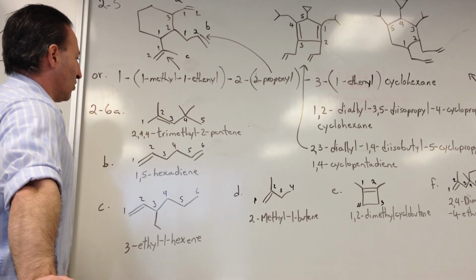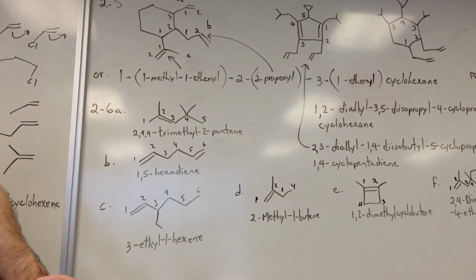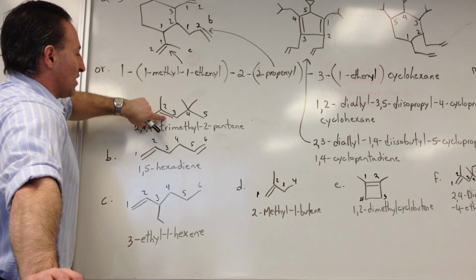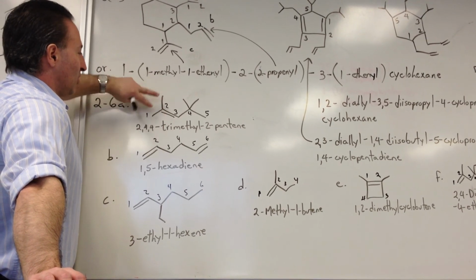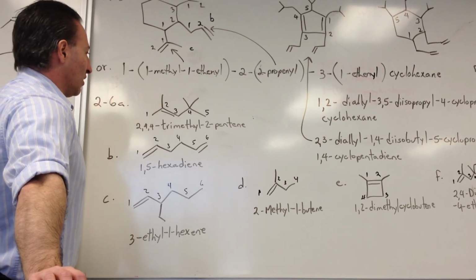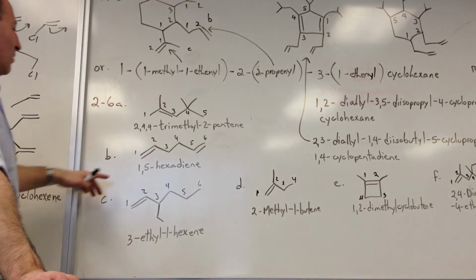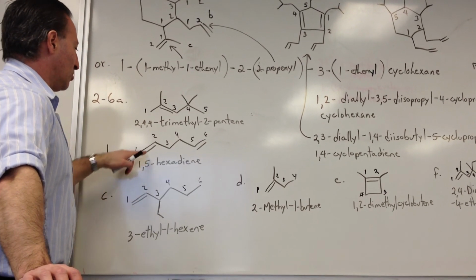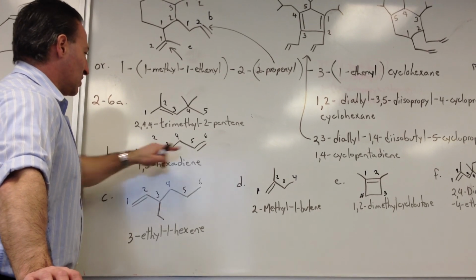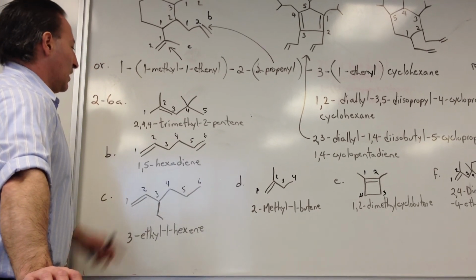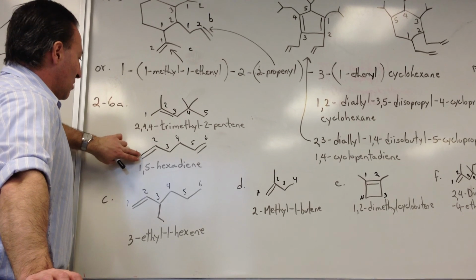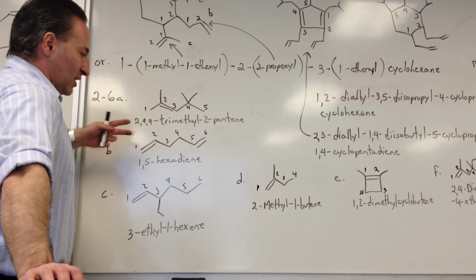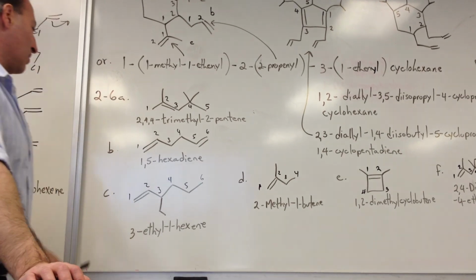So we get 2,4,4-trimethyl-2-pentene. There is no cis-trans isomerism on this molecule because there's 2 methyl groups attached to the end of that double bond. So whether you flip them or not, you get the same molecule. 1,5-hexadiene, you draw the hexane skeleton, and then you put the double bond at the 1st position and the 5th position. Again, no cis-trans isomerism because they end in H on both sides. So if you flip it over, it doesn't change the molecule in any way.